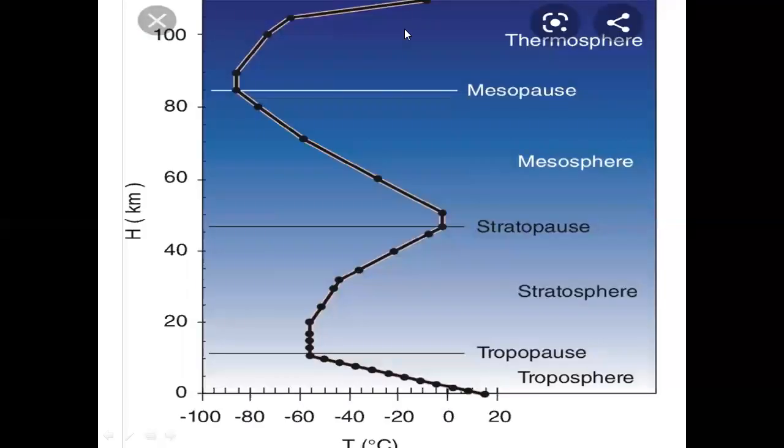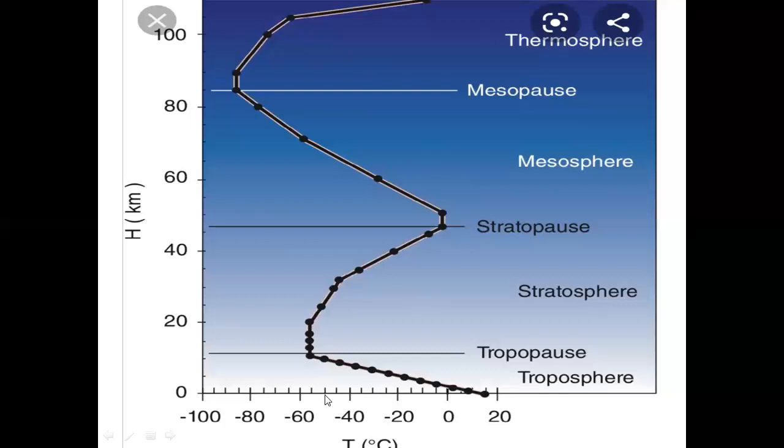Now this is a graph. You can see in this graph that the first layer is the troposphere. This is the height, h for height in kilometers. You can see this is 10 and this is 12 kilometers. 12 kilometers is the altitude of troposphere. After that, we have the second layer, the stratosphere, which I told you is from 12 to 50 kilometers. Then from 50 to 80 or 82 kilometers is the mesosphere, and after that is the thermosphere.